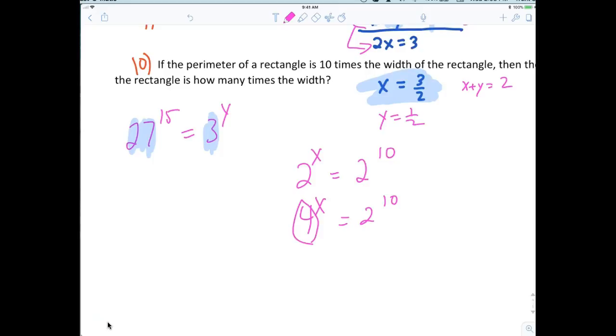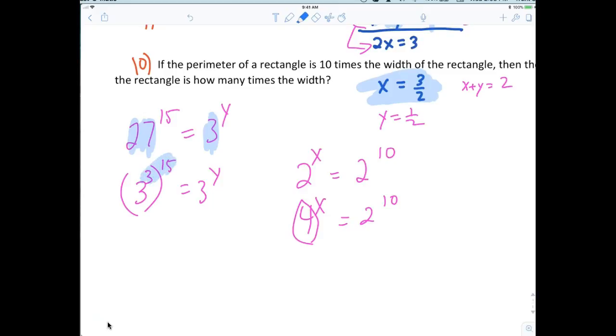So 27 converts to 3 to what power? 3 to the 3rd. 3 times 3 times 3 is 27. Does everybody agree with that? So 27 is 3 to the 3rd. Now, does everybody see that? I just changed 27 to what? 3 to the 3rd. Now, I have here a power to a power.